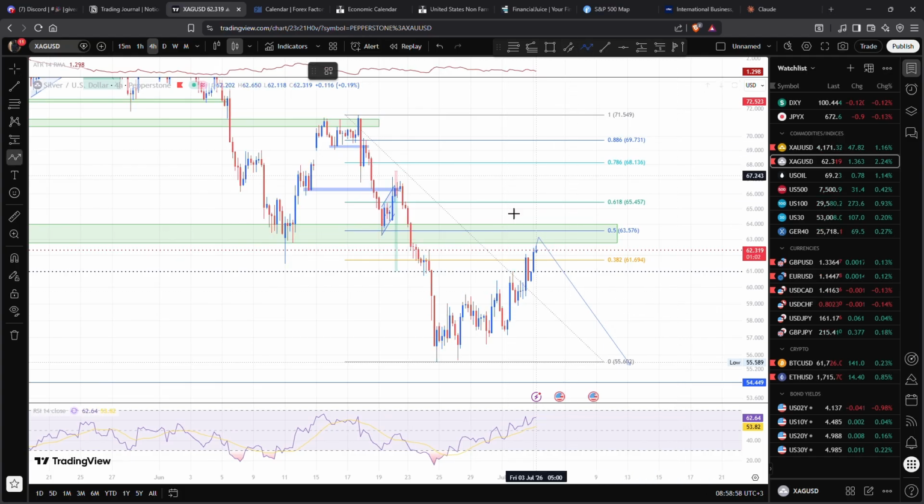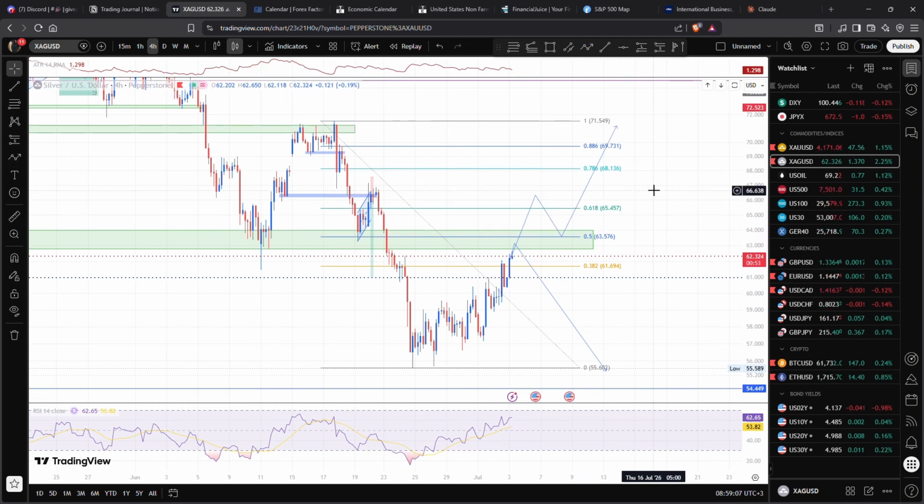If it doesn't bounce off from this zone and it decides to push higher, then we will see what happens then.